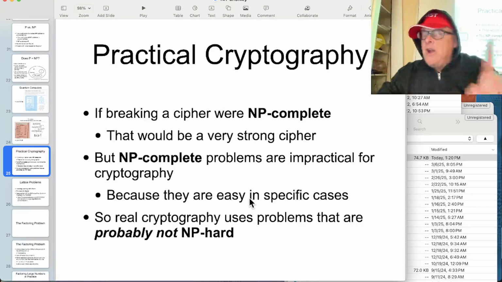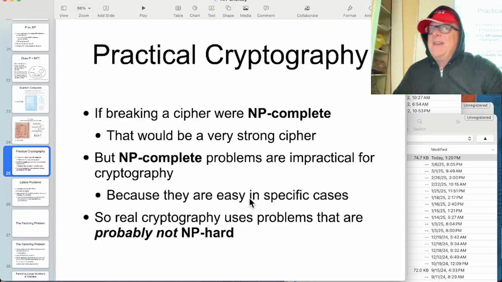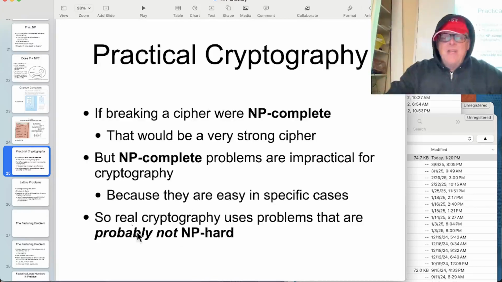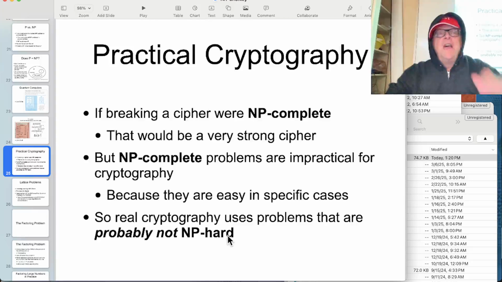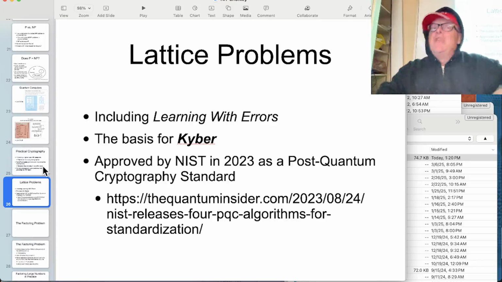The same thing's true of RSA, by the way. If you don't choose P and Q carefully, there are certain prime numbers that make it easy to crack. So it's a problem. Real cryptography uses problems that are probably not NP hard, but they choose problems where they feel high confidence that it's difficult to solve.